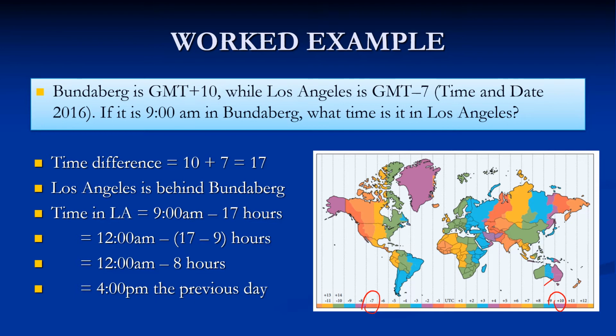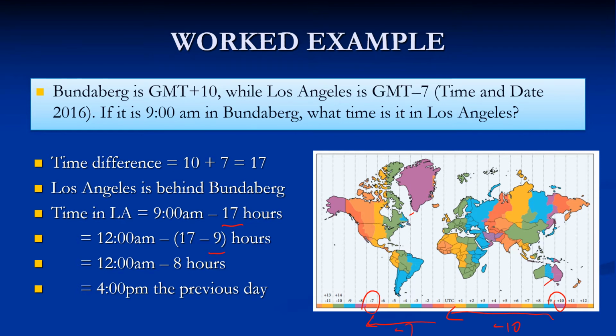So we go back to the prime meridian, and then we go back 10 and we go back another 7. So we know that there are 17 hours difference between Los Angeles and Bundaberg. So the time in LA is 9 a.m. minus 17 hours. One way you could determine that is to say, well, we've got 12 a.m. and we're going to minus that 9, and then minus the remaining 8 hours. That's like saying 12 take 8 hours, so it's 4 p.m. on the previous day.